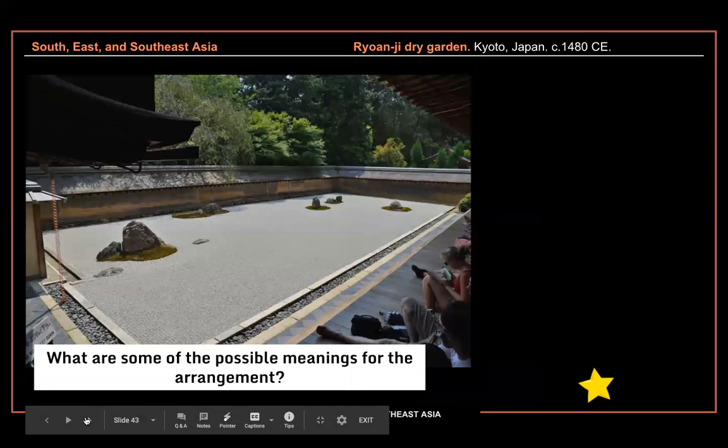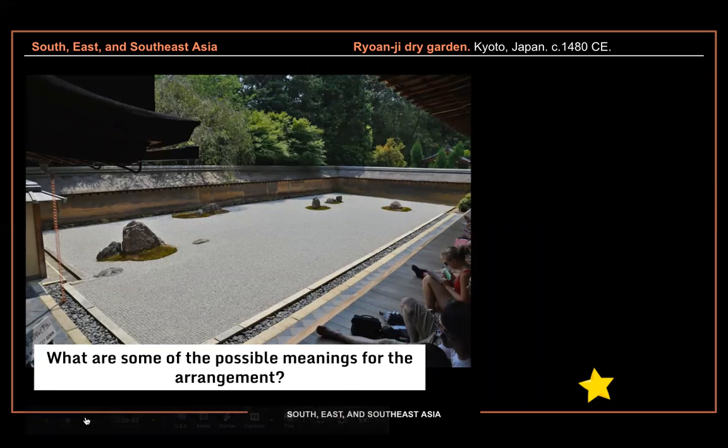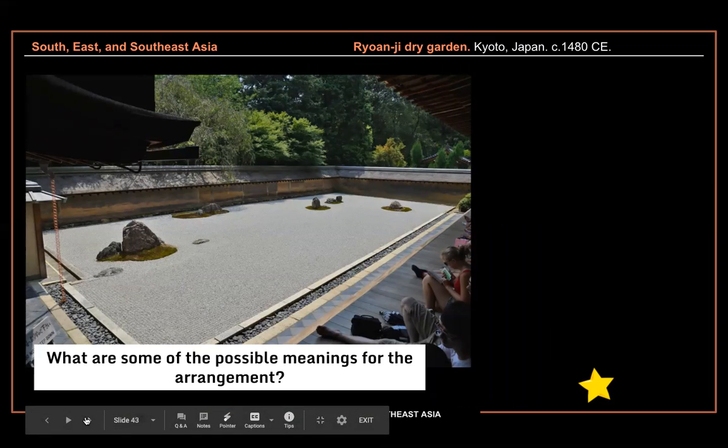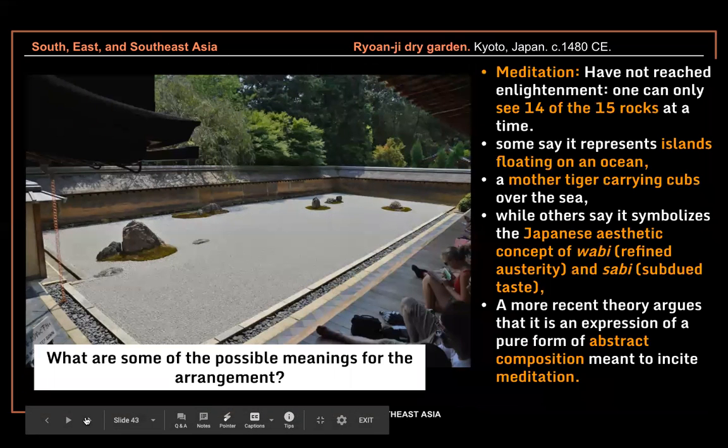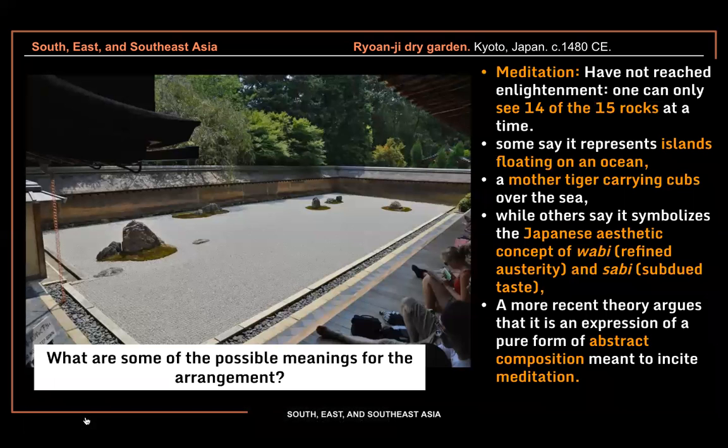Right? So what are the possible meanings of the arrangements? There are several of them. I think some of them are a little bit more believable than others, right? So one, meditation. These rocks are organized so that you can focus. So you have not reached enlightenment, okay? You haven't reached enlightenment. You can only see 14 out of 15 rocks at one time. If you could see 15 out of 15, you can reach enlightenment, or you have. And so this is kind of this idea that you're always striving to be able to be all-seeing.